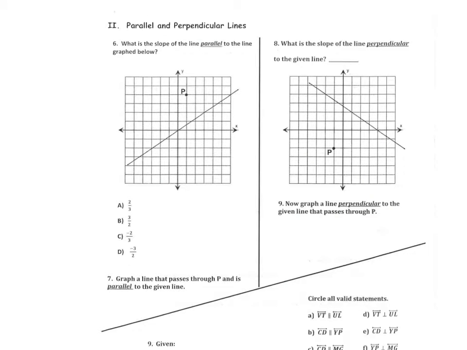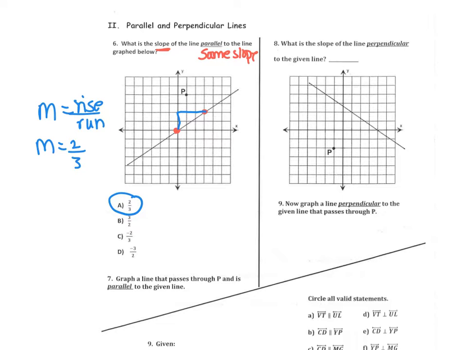All right, number 6 says, what is the slope of the line parallel? What you need to know about slope and parallel is that parallel lines are going to have the same slope. So first thing we have to do is find the slope of the given line. We want integral points, points that actually cross on the vertical and horizontal lines. So we're going to go up 1, 2, and over 1, 2, 3. So the slope here is rise over run, and the slope is 2 over 3. So what would the slope be of a line parallel to that? Well, it would have to be the same, 2 over 3.